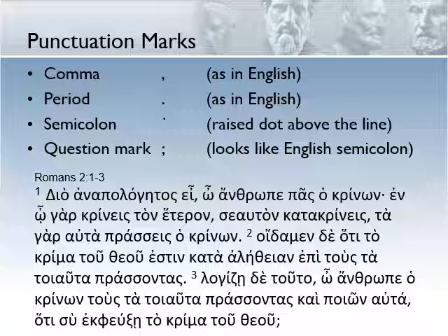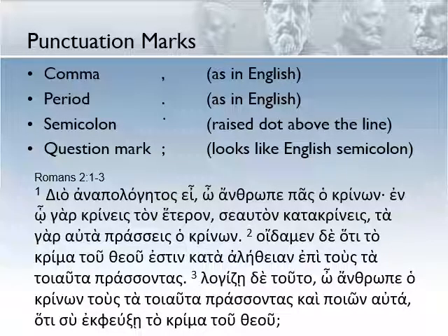So here are our four punctuation marks in Greek: the comma, the period, the semicolon, the question mark. The comma and the period, no problem, just like in English. But the semicolon and the question mark you'll have to get used to. They're a little bit different in Greek than they are in English.